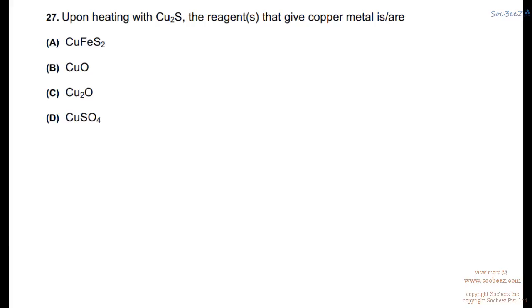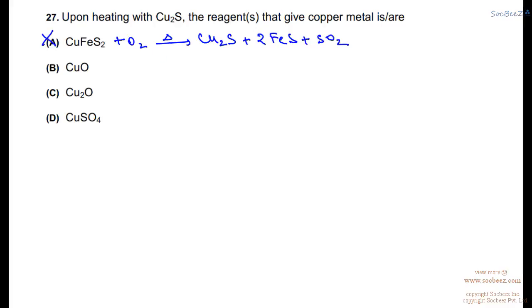Okay, so now let's write the chemical equations in each of the processes. Option A: CuFeS2 plus O2, when heated, gives Cu2S plus 2FeS plus SO2. Therefore, option A is the incorrect option.